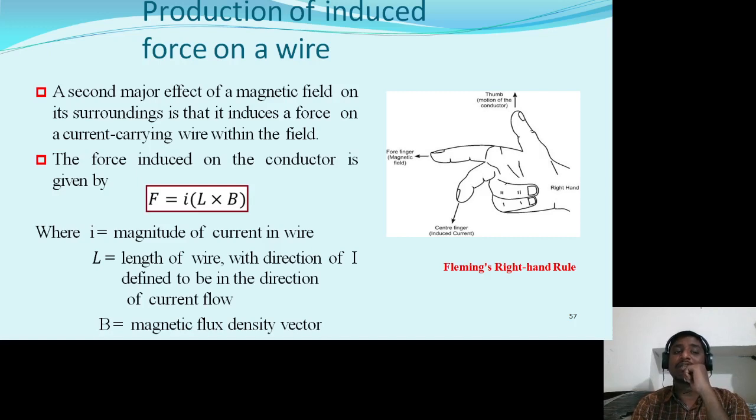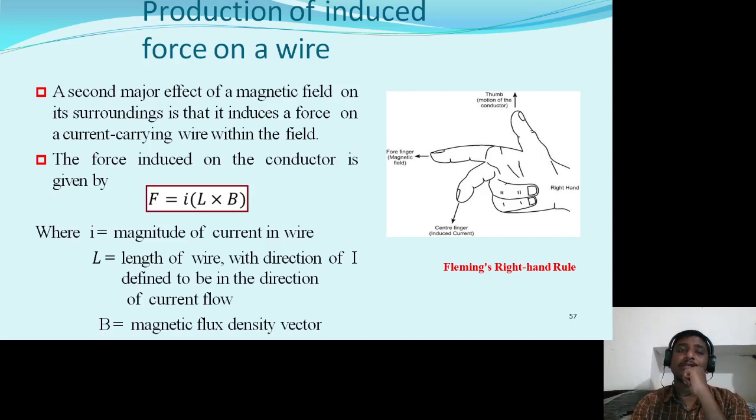That force induced on the conductor is given by I into L cross B, the cross product of the length of the wire and the magnetic flux density B. You need to remember I into L cross B.